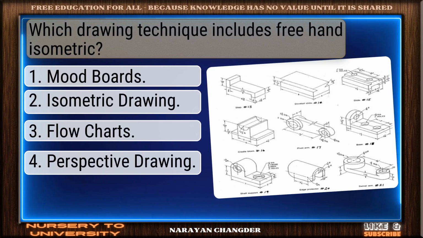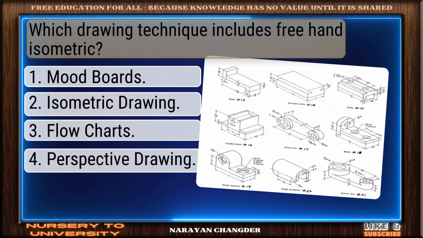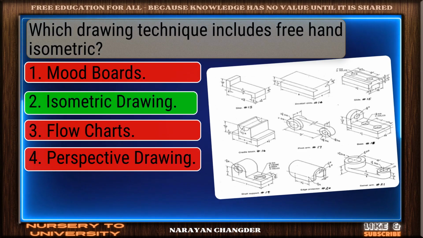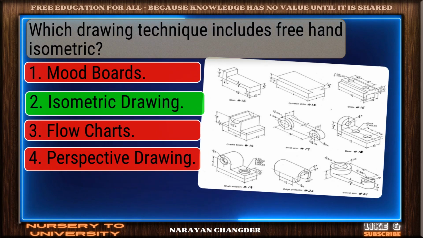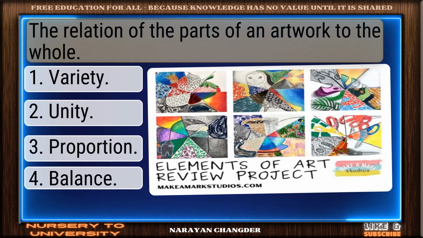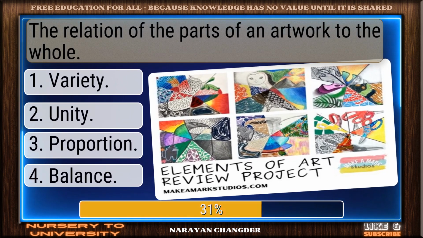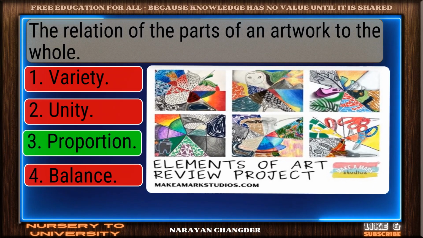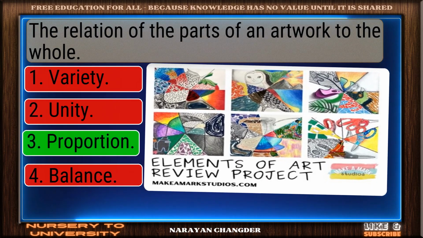Which drawing technique includes freehand isometric? You got it. Your choice isometric drawing is right. The relation of the parts of an artwork to the whole. Correct. Proportion is the right answer.